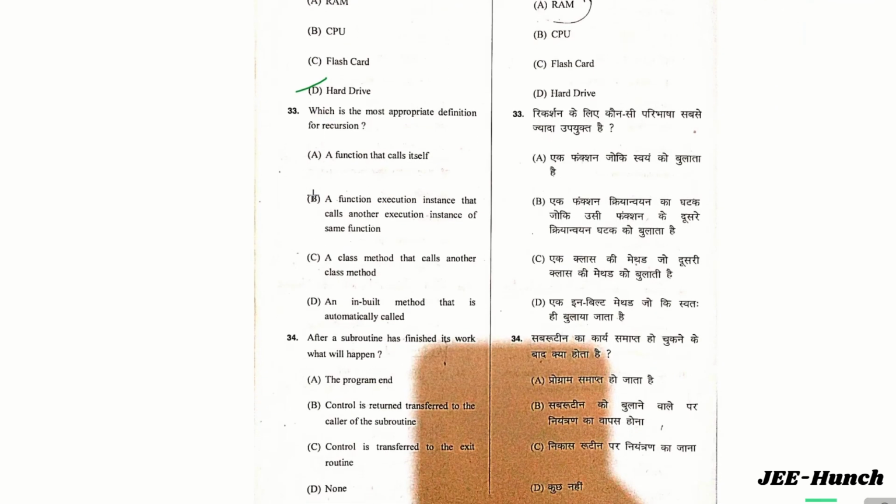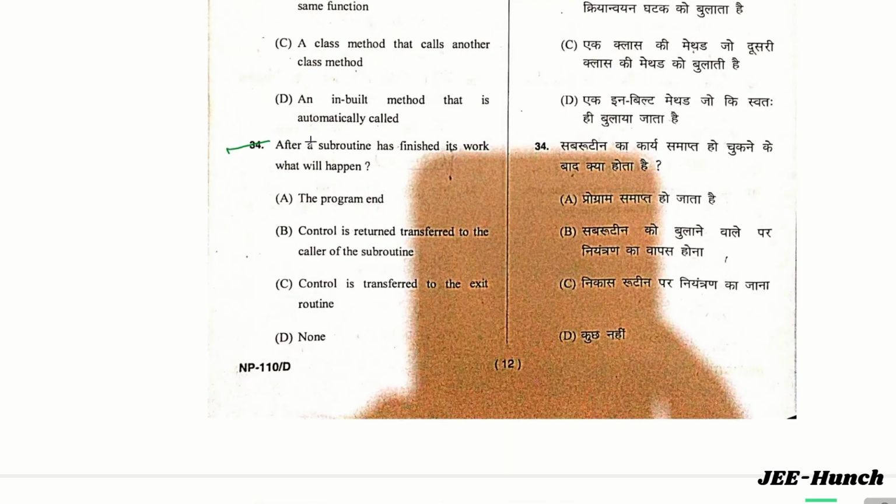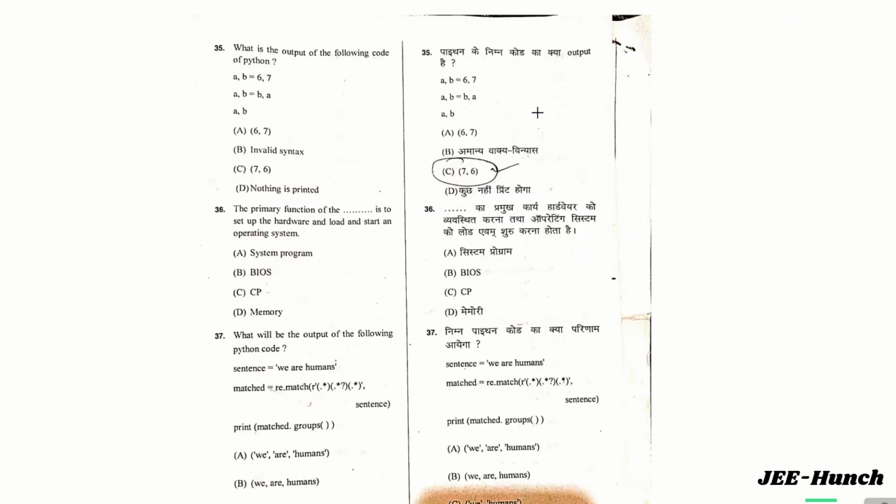Next, 33, which is the most appropriate definition of recursion? So option number A is correct, a function that calls itself, that's called recursion. 34, after a subroutine has finished its work, what will happen? So option number B is correct. Control is transferred to the caller of the subroutine. Question number 35. What is the output of the following code of Python? This is our Python code 11.